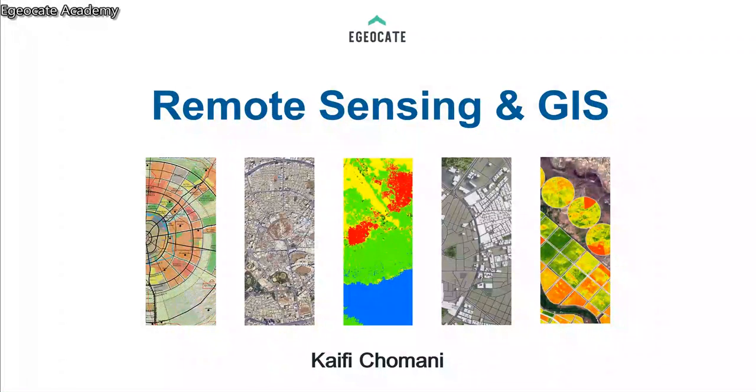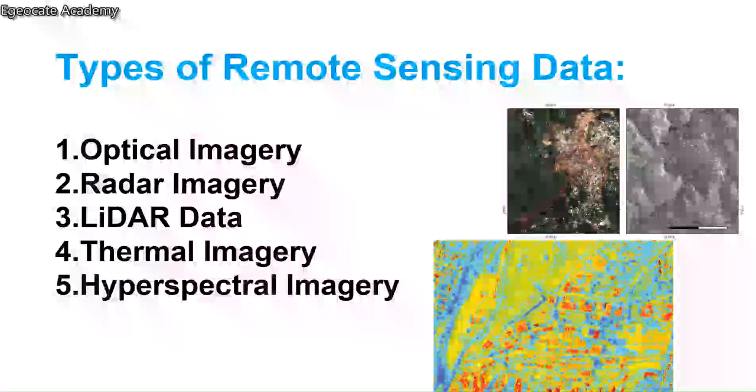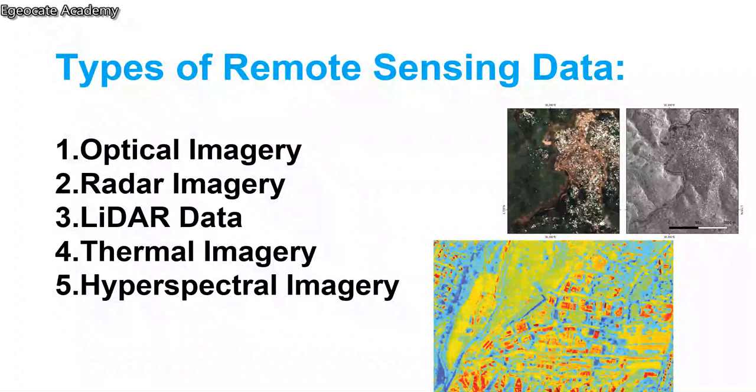Hello everyone. In this video, I will talk about the different types of remote sensing data and also the websites that can be used to download these types of data. So we have different types of imagery. For example, we have optical imagery, which is RGB, red, green, blue bands. For example, Landsat 1, 2, 9 and also the Sentinel-2 are the optical or provide the optical imagery.